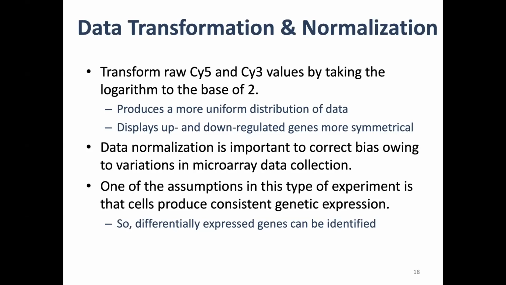So usually in microarray, you do a logarithmic transformation, and base 2 is more common. The main reason for log base 2 transformation is to get a more uniform distribution of the data. And also if you do log transformation, the up and down regulated genes are more symmetric. You'll see more symmetry in the up and down regulated gene expressions.